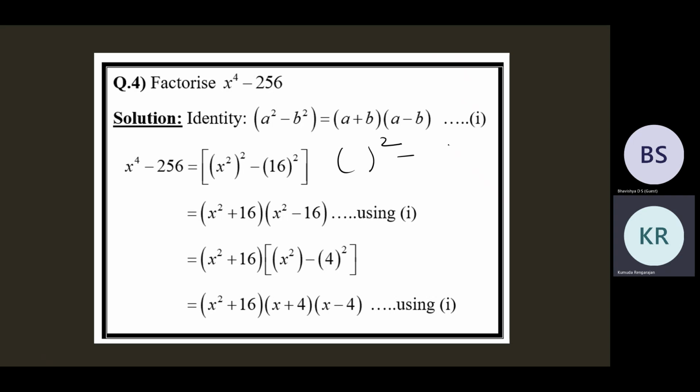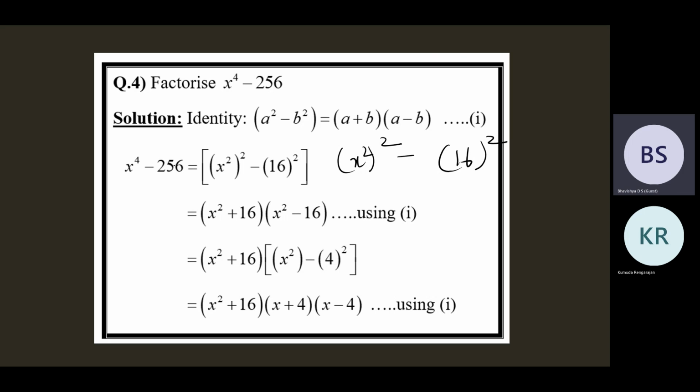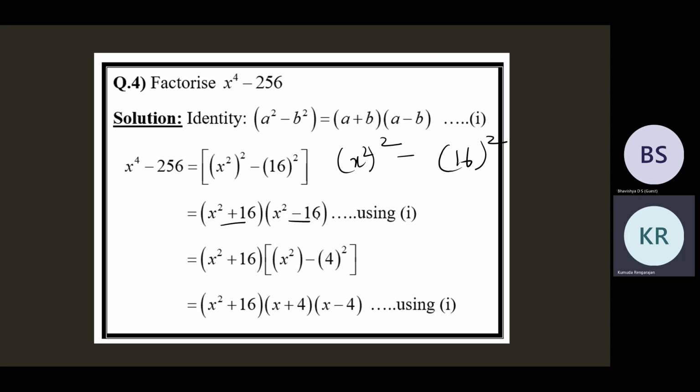a square minus b square. So what will be your a? x square. And your b, 16. 16 16s are 256, correct? Yes, ma'am. So a plus b into a minus b will be x square plus 16 into x square minus 16, because this is a square minus b square. So a plus b, x square plus 16; a minus b, x square minus 16. Now, x square minus 16 can be further written in the form a square minus b square. So a is x and b is 4.